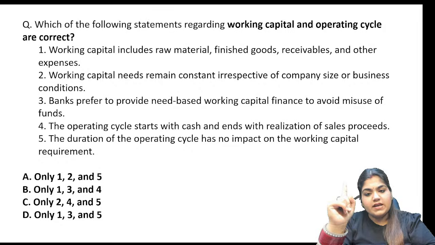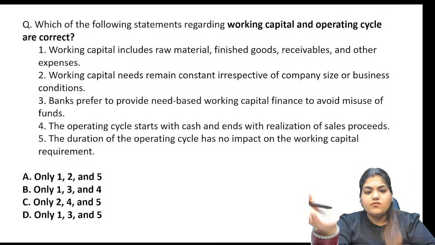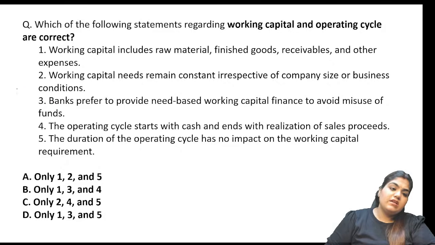Statement number 1 is correct. Working capital includes raw material, stock in process, finished goods, receivables and other expenses. Working capital needs do change as per the company size. It changes. It does not remain constant. Statement number 2 is incorrect. The moment we find statement number 2 as incorrect, we eliminate A and C.